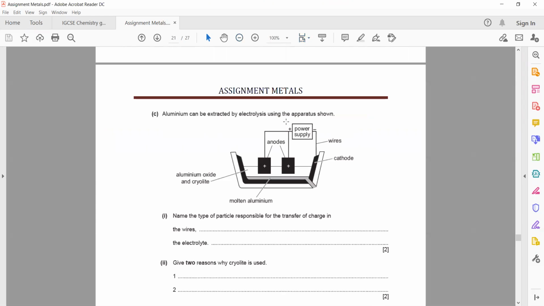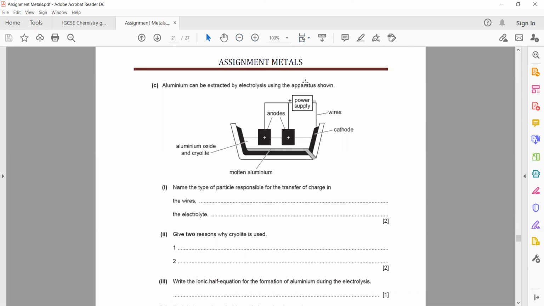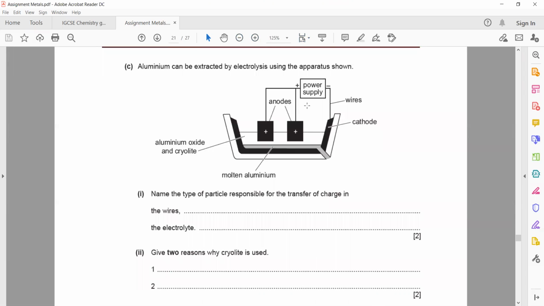Now in the next part, aluminium can be extracted by electrolysis using the apparatus. So you can see this apparatus as I also drew in explanation. Name type of the particle responsible for transfer of charge in the wire. In the wire, what particle will move? Yeah, that's right, electrons. And within the electrolyte, so you can mention ions, positive and negative ions, or you can mention ions, that's also acceptable.